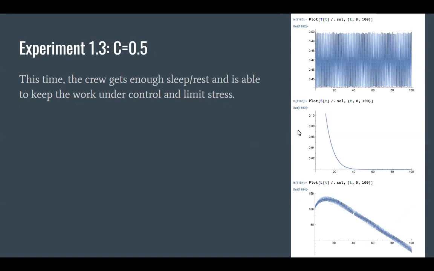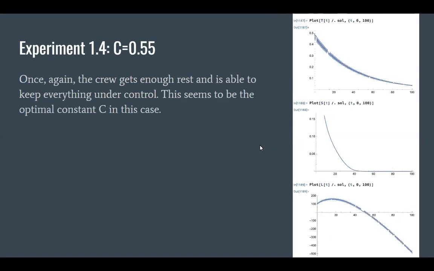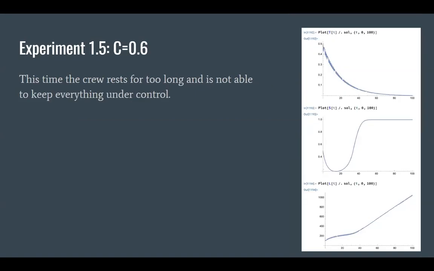At C equals 0.5, the crew gets enough rest, sleep, and is able to keep the work under control by limiting stress. At C equals 0.55, the crew gets enough rest and is able to keep everything under control. This seems to be the optimal constant C. And at C equals 0.6, the crew rests for too long and is not able to keep the workload under control.